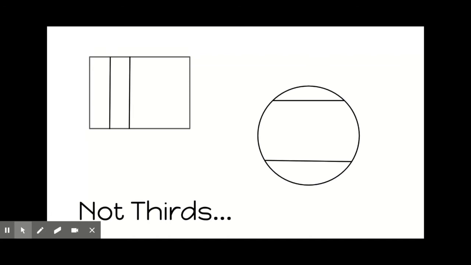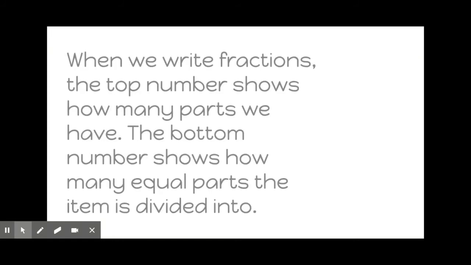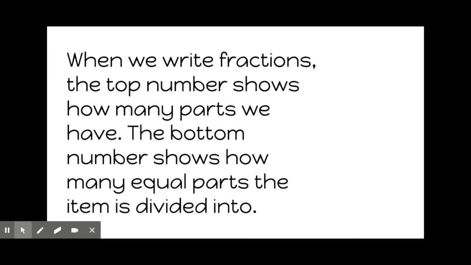Now, when we're learning fractions, we also need to learn how to write these using numbers. When we write fractions, the top number shows how many parts we have. The bottom number shows how many equal parts the item is divided into. So, the top number is also called the numerator, and the bottom number is also called the denominator. Let's take a look at how this works when we're talking about thirds.